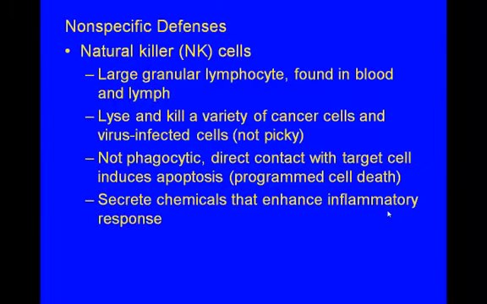Natural killer cells. These are large granular lymphocytes. Now, we're going to be talking about other lymphocytes like your T and B cells. Okay, this is one of those lymphocytes that did not turn into a T or B cell. Instead, it became a natural killer cell. Now, they're found in your blood and lymph. They lyse and kill a variety of cancer cells and virus-infected cells. They're not picky. Remember, they're nonspecific. They're just going to kill anything.